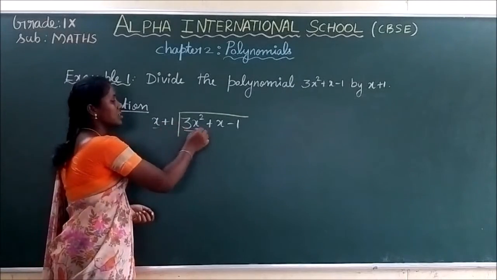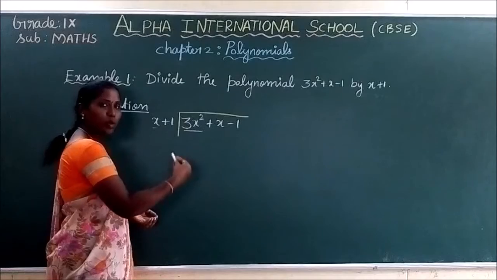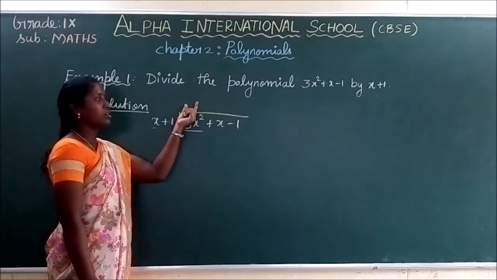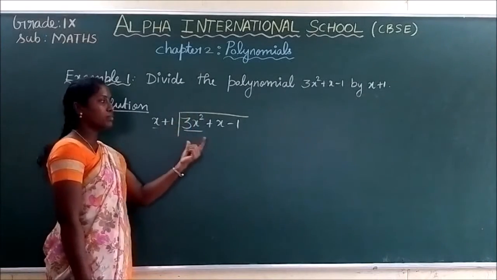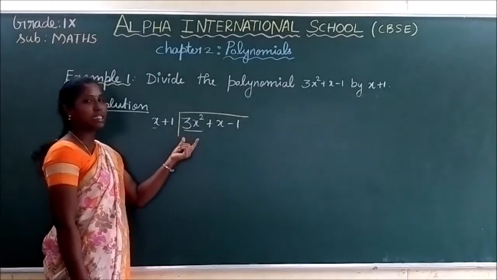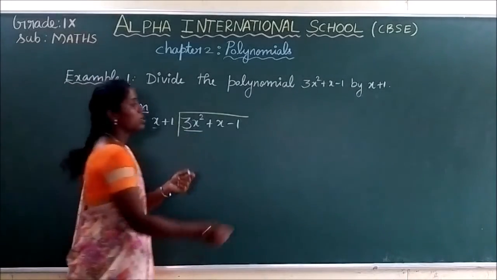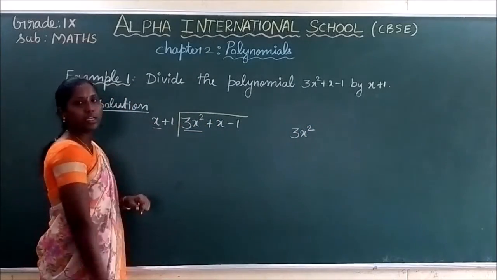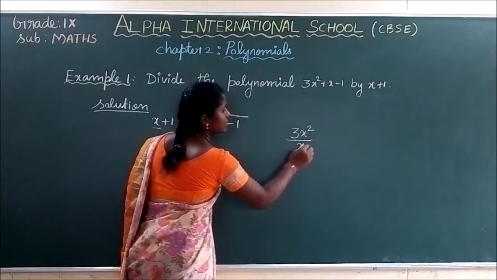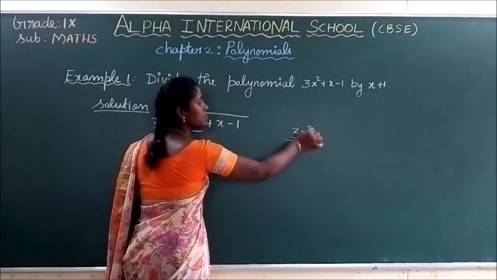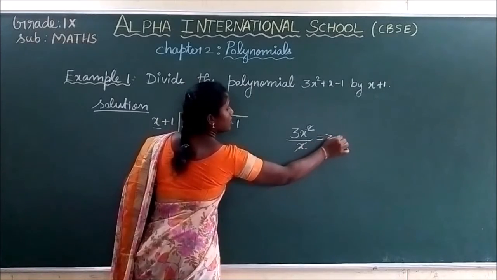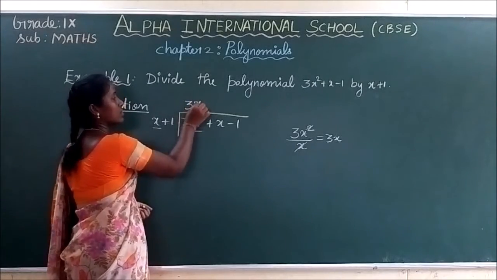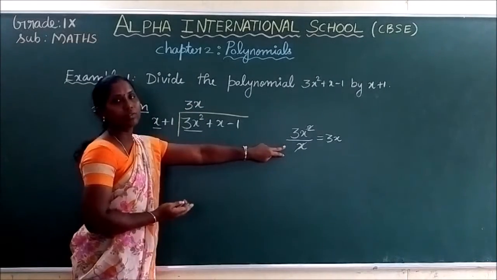So concentrate on the first term. If you solve the first term, the problem will go on automatically and we will get the remainder. To find the first term of the quotient, you may find it directly, otherwise you can use a method. Take the first term of the dividend, 3x square, and the first term of the divisor, x. Now divide these. What value do you get? 3x. So you can identify the first term of the quotient as 3x.